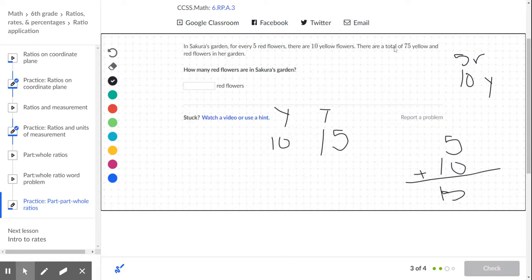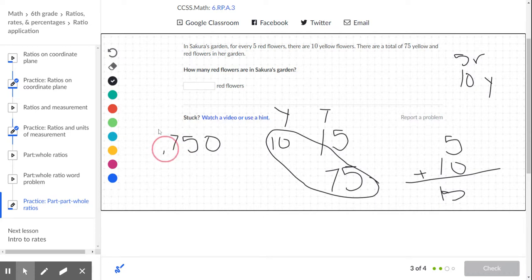But then they said, wait a minute, what if she didn't have 15 total? What if there were actually 75 total? How can I get from here to here? Let's see. I think we better cross multiply and divide. That may be our easiest way. 10 times 75 is 750. So now that I've cross multiplied, I will divide. 750 divided by 15.